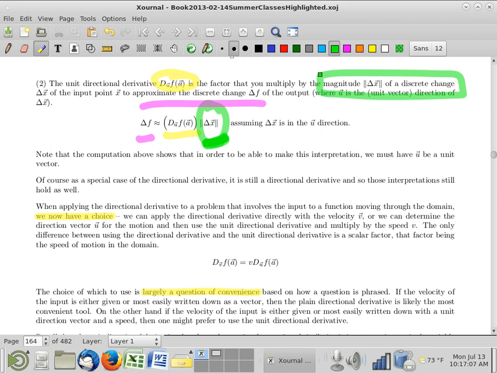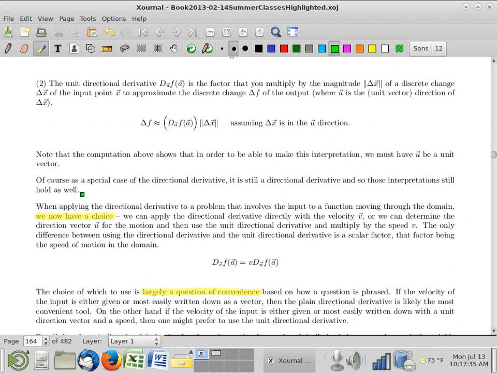So when you use a directional derivative and a unit directional derivative in similar ways, they're both things that you use to relate input changes to output changes. It's just that the directional derivative itself is the output change. The unit directional derivative is a factor that relates the input change and the output change. And it all comes out of this scaling business, where you can take magnitudes and scale them out.